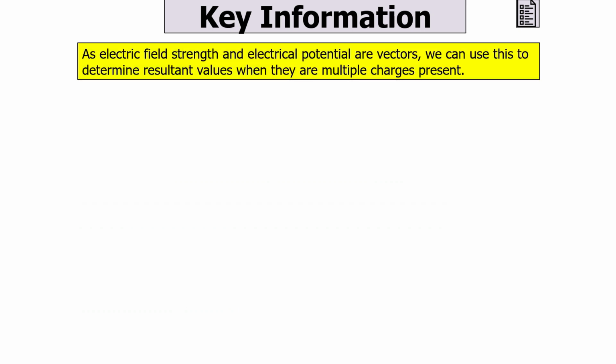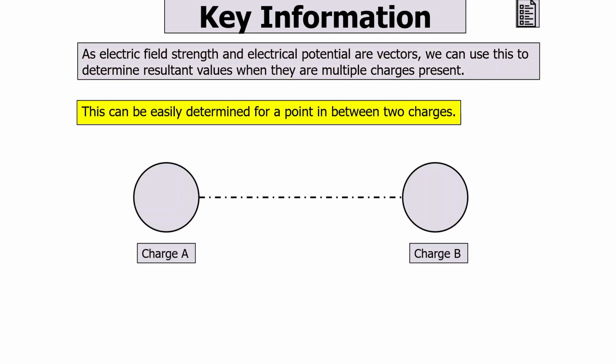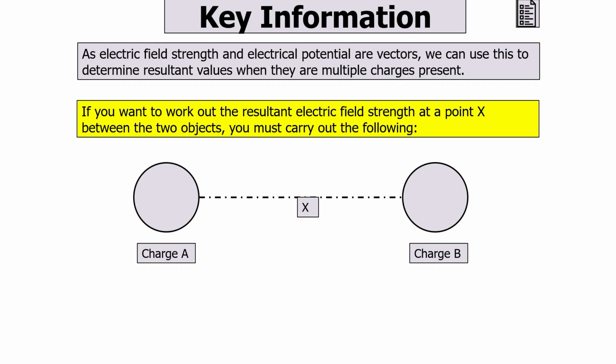Now, as electrical field strength and electrical potential are vectors, we can use this to determine resultant values when there are multiple charges present. This can be easily determined for a point between two charges, because if you want to work out the resultant electrical field strength at a point x between the two objects, you must carry out the following.